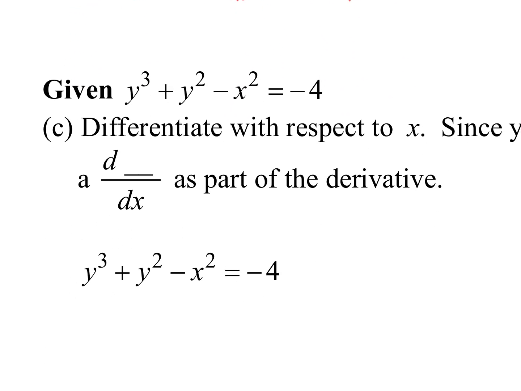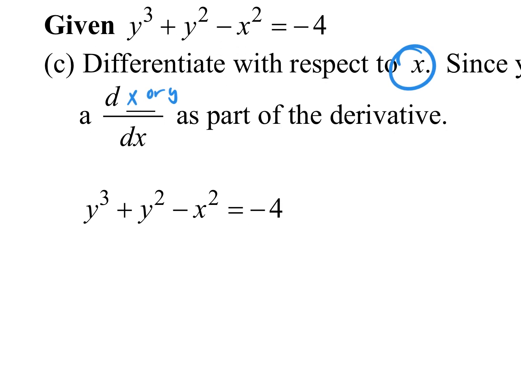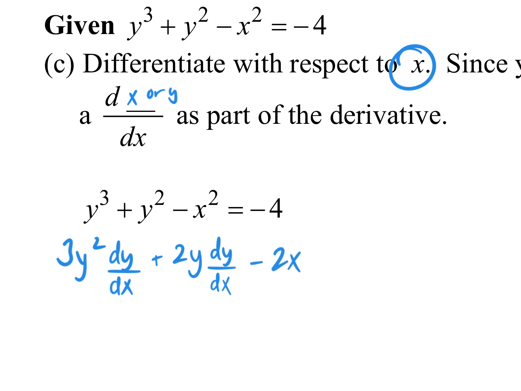This time we are differentiating with respect to what variable? With respect to x, okay? So that means, same thing, we're either going to have dx or we're going to have dy as part of our derivative, okay? So let's take the derivative here. It's the exact same thing we've been doing, so it's going to be 3y squared dy dx plus 2y to the first dy dx minus 2x d what on top? dx. Okay? And then on the other side, derivative of negative 4 is 0.